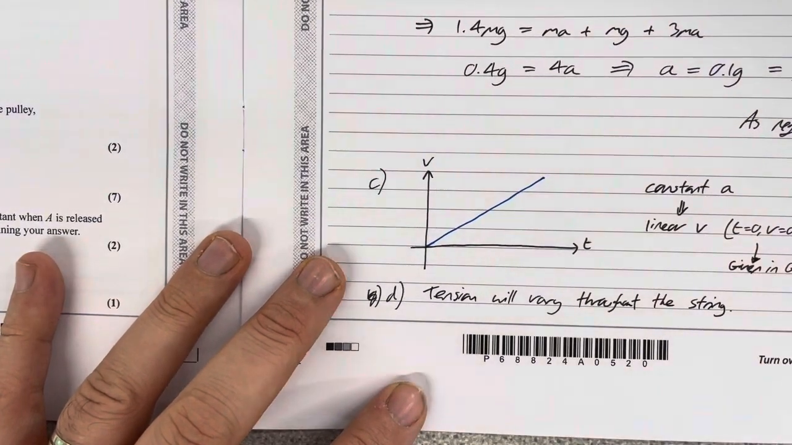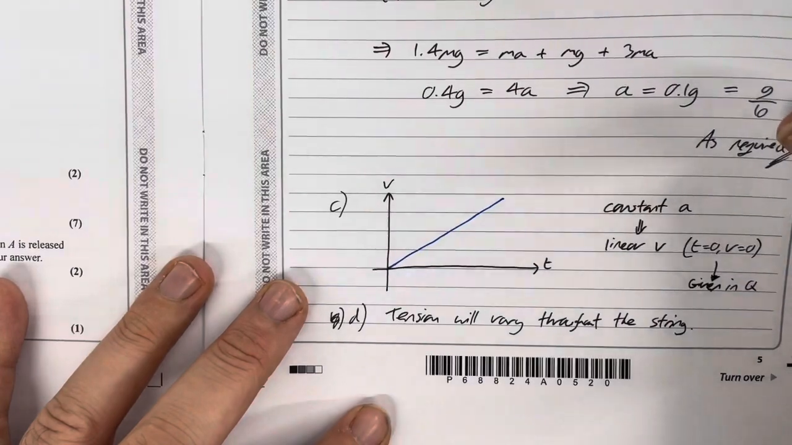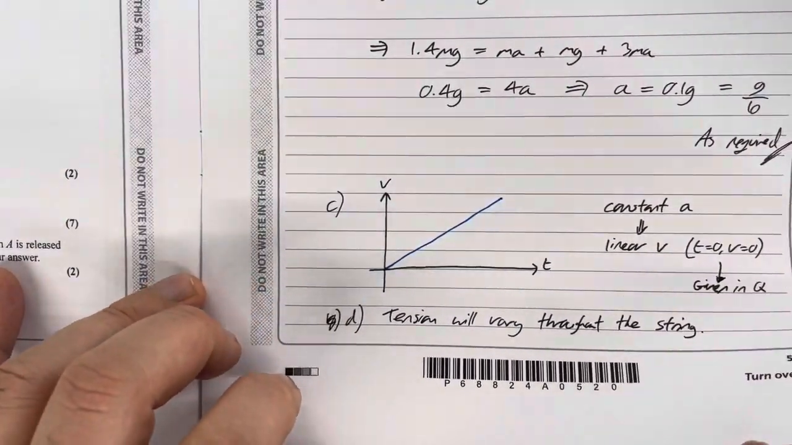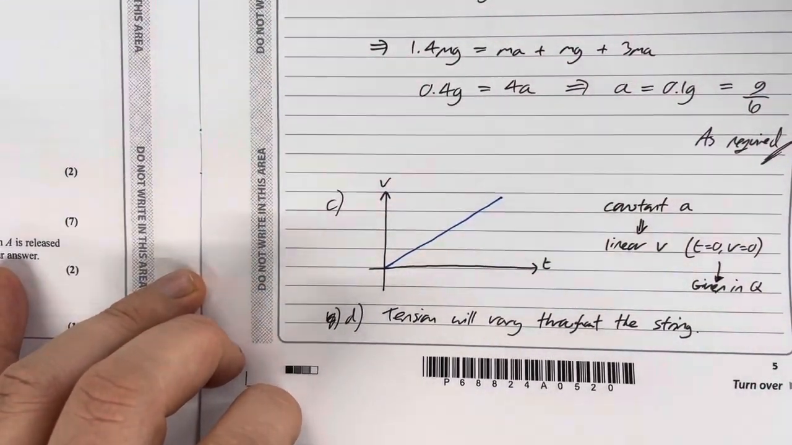You will never be asked to model something like that mathematically on this course. Fortunately, all tensions are constant on the A-level course.